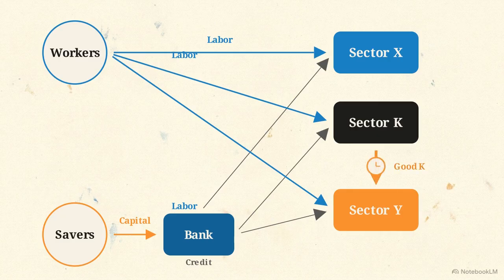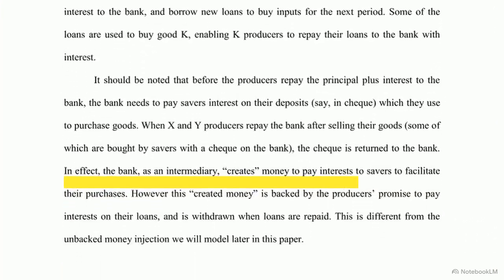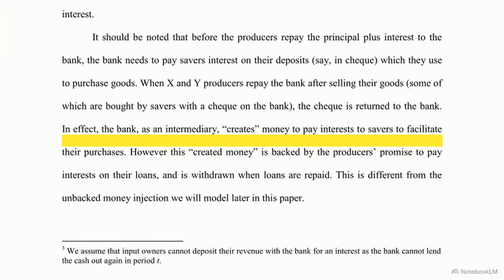Here is the critical constraint in the model: production takes time. The intermediate good K required by Sector Y today must have been physically produced in the previous period. To facilitate all this production, savers deposit their money in a bank. The bank acts as a non-profit intermediary, lending that pool of credit to the producers so they can purchase their inputs before selling their finished goods.